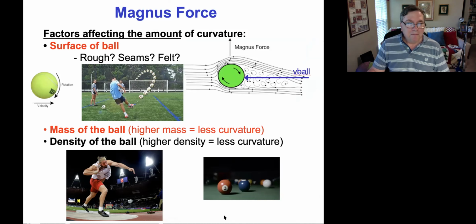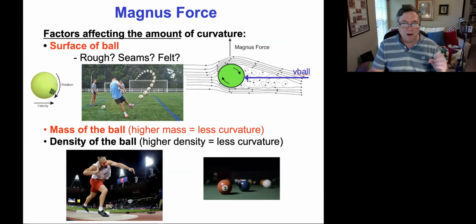The mass of the ball is important. Something like a shot put is really heavy. It's 16 pounds for the men, 12 pounds for the women. Something that has a lot of mass and a very smooth surface is not going to curve very much. It's really difficult to throw a curveball with a shot put, a cue ball, a 3 ball or a 9 ball if you're playing billiards. So don't try it. They won't curve very well.